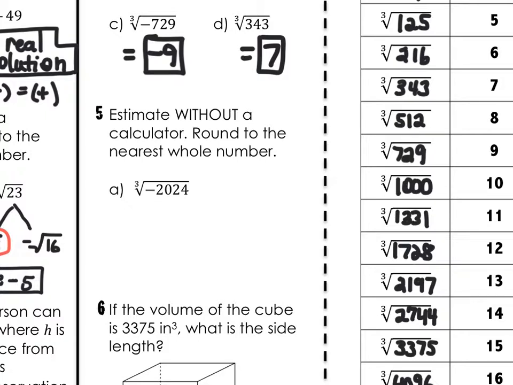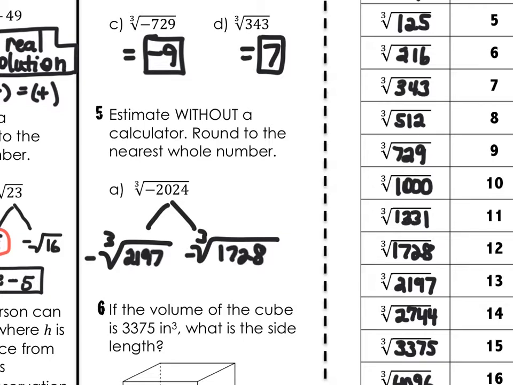So for number 5, it works very similar to problem 2, where we have to find the 2 cube roots that negative 20, 24 falls in between. So that's going to be right here. Again, when you show your work on your assignments, you're going to write the 2 cube roots that the number falls in between. Then this number is closer to this cube root, and so that means my answer is going to be about negative 13.